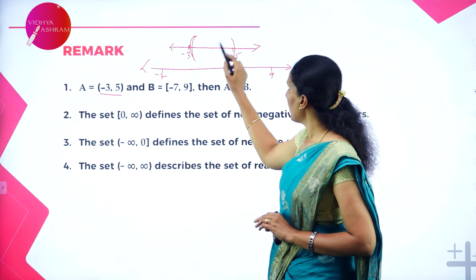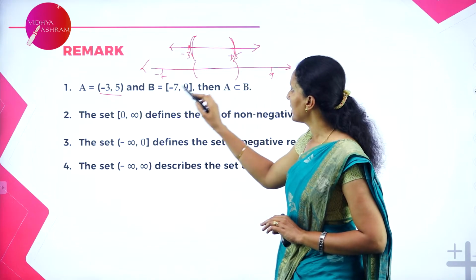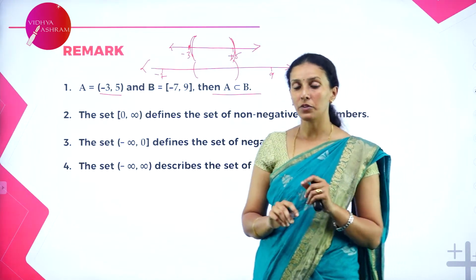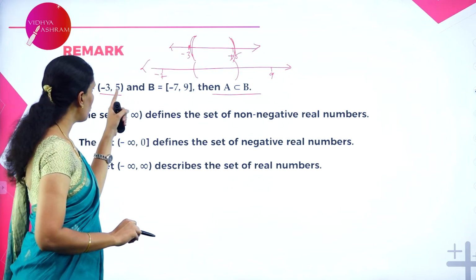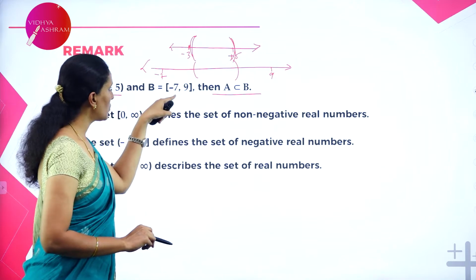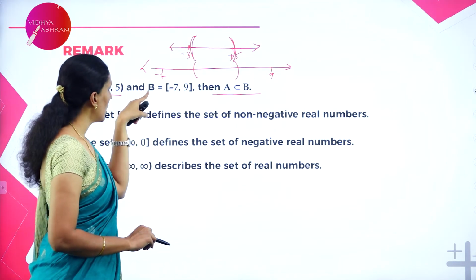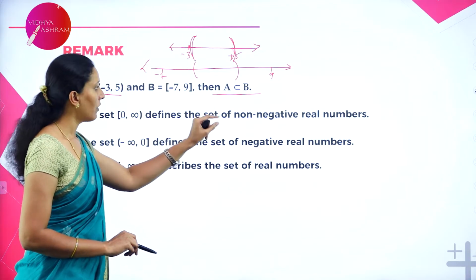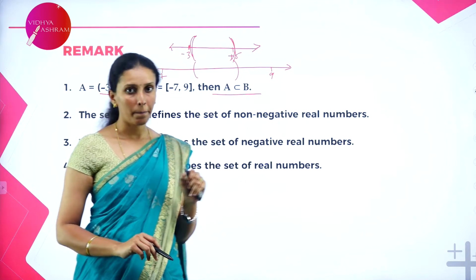Clearly (-3, 5) is also a subset inside B. So therefore we can write here A is a subset of B. That is, all the numbers from minus 3 to 5 also belong to (-7, 9). They are inside the interval (-7, 9). Therefore we can write the interval A as a subset of B.